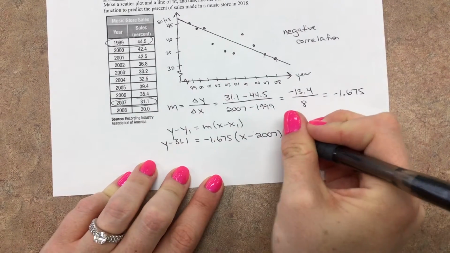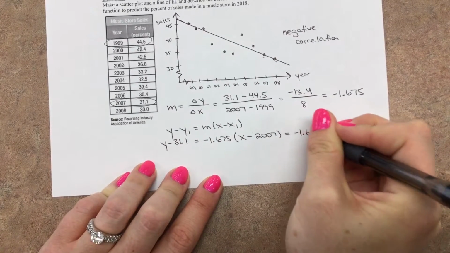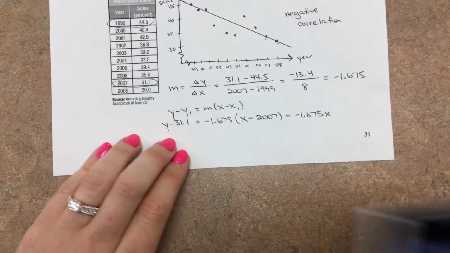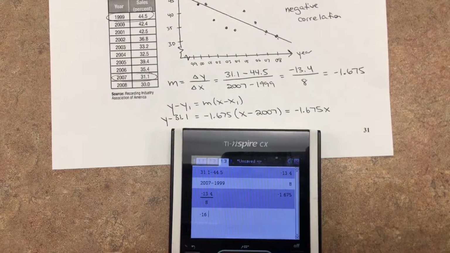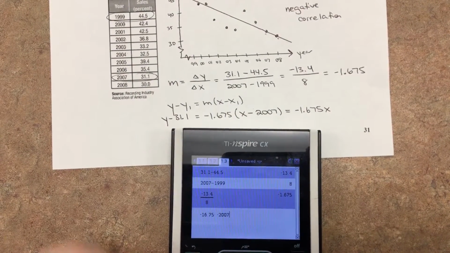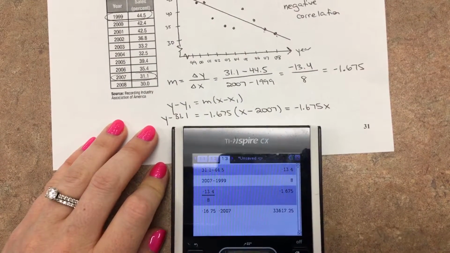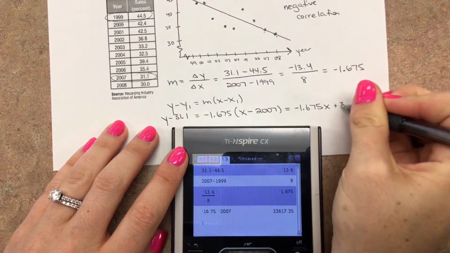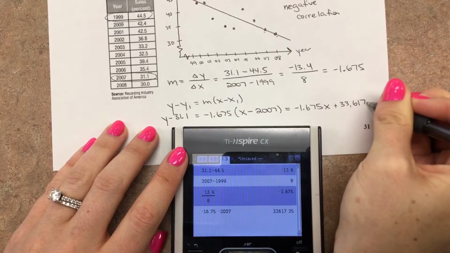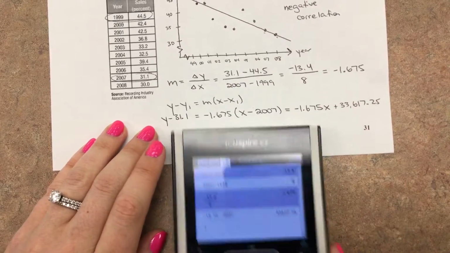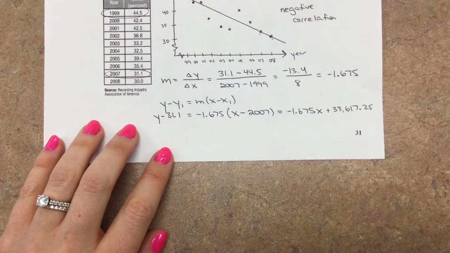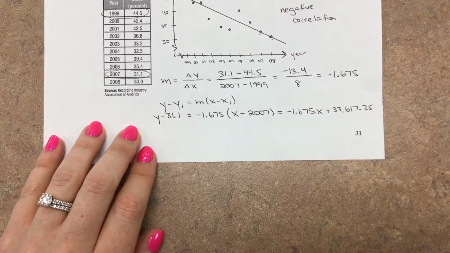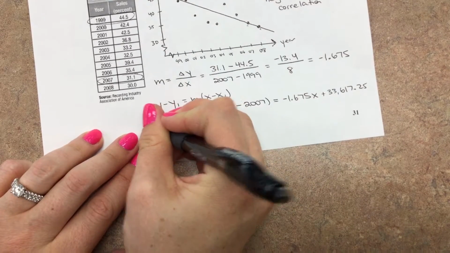Okay, so distribute the negative 1.675. So then multiply these two. Distribute that negative 1.675 times the negative 2007. That gives us this value right here, 33,617.25. And then we would be adding this value over to the other side to get our actual equation.